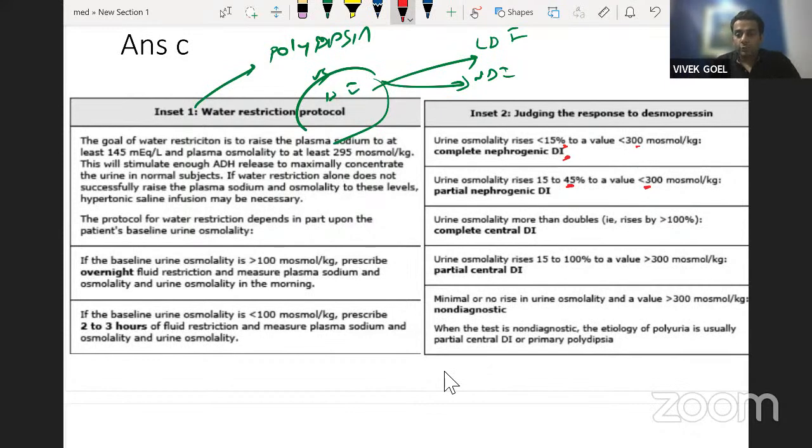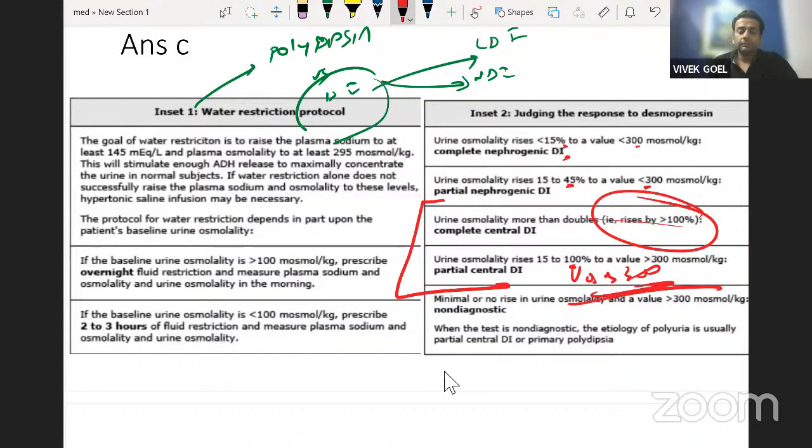The urine osmolality should have risen by leaps and bounds, by more than 100%. And here also by more than 50%, it could even approach 200%. But in both cases, the urine osmolality should have become more than 300. But here, it's very much touch and go. So it cannot be central DI, be it partial or complete. Because if central DI were there, the urine osmolality would have increased by leaps and bounds. It has to be nephrogenic DI.